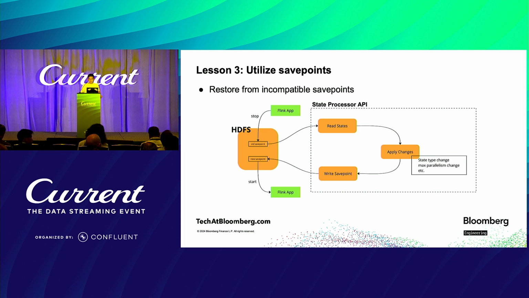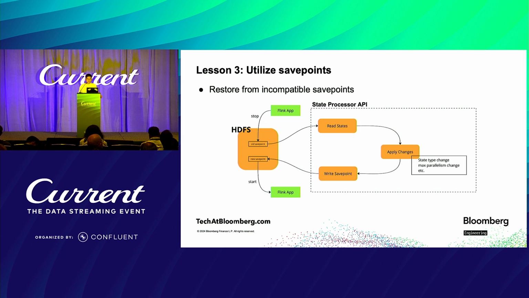We will basically take a savepoint of the application. The savepoint will be stored to some external storage. Again, in our case, we store them onto our HDFS cluster. From there, once we have a savepoint in HDFS, we can then use the state processor API to parse this savepoint and read the state out of it.